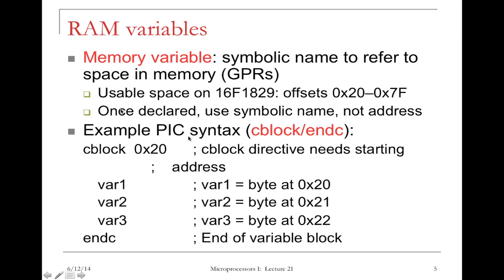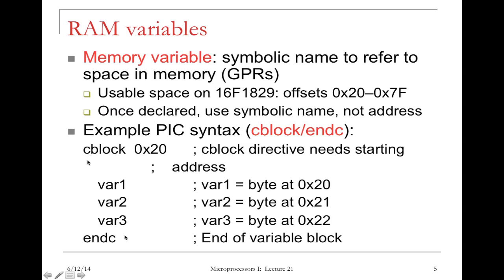Let's look at this following example. Here we have two keywords, CBLOCK and ENDC. CBLOCK 0x20, variable 1, variable 2, variable 3. Then ENDC. This CBLOCK and ENDC pair is used to declare variables in memory. And also you assign symbolic names to these variables.